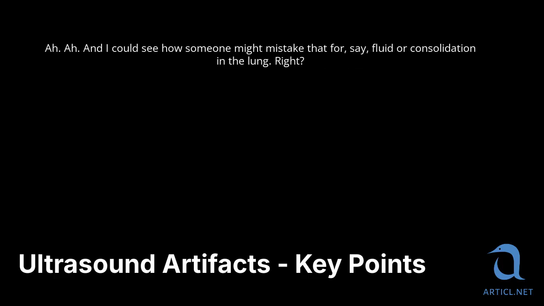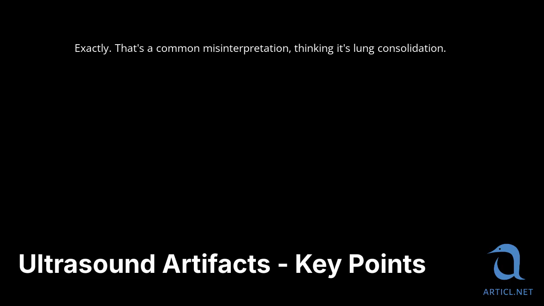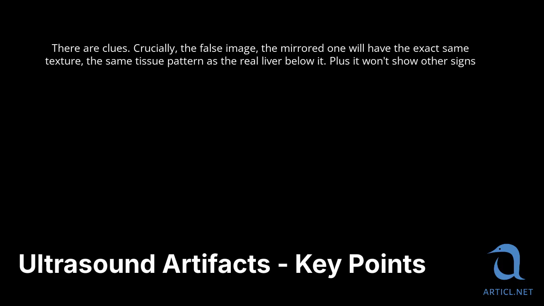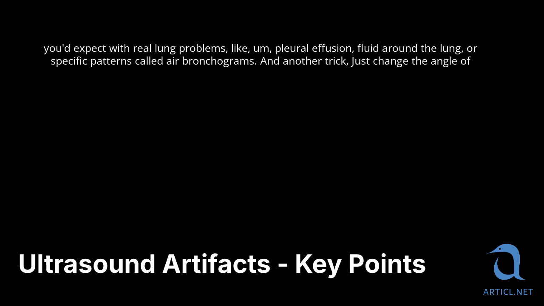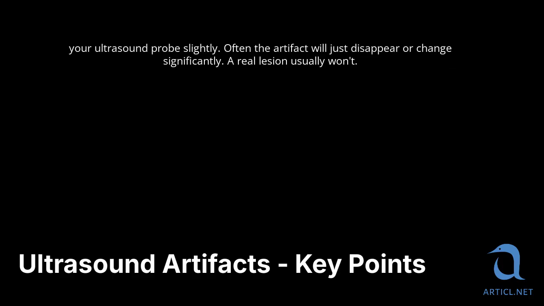Ah. And I could see how someone might mistake that for, say, fluid or consolidation in the lung, right? Exactly. That's a common misinterpretation, thinking it's lung consolidation. So how do you tell the difference? How do you know it's just a mirror trick? There are clues. Crucially, the false image, the mirrored one, will have the exact same texture, the same tissue pattern as the real liver below it. Plus, it won't show other signs you'd expect with real lung problems, like pleural effusion, fluid around the lung, or specific patterns called air bronchograms. And another trick, just change the angle of your ultrasound probe slightly. Often the artifact will just disappear or change significantly. A real lesion usually won't.